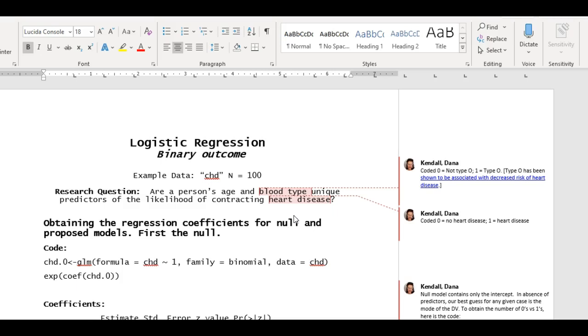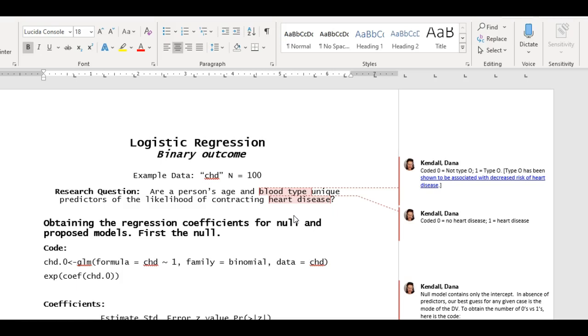And then we have a couple of predictors. One is the person's age, and that's just an easy continuous variable. And the other is blood type, and I've simplified this one to a 0, 1 as well. 0 means you don't have type O blood. That means you have A or B or AB. And then 1 is that you have type O.